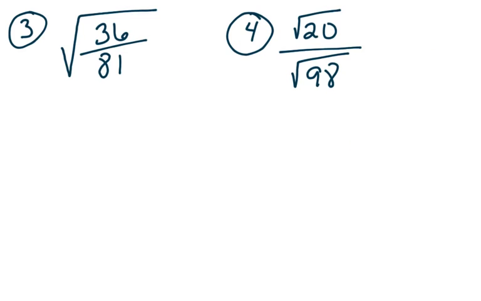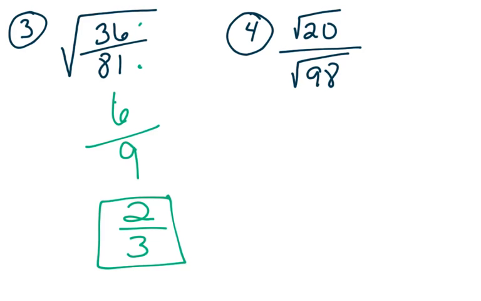Ooh, I like number 3, and the reason why I like number 3 is both the 36 and the 81 are perfect squares. So the square root of 36 is 6, and the square root of 81 is 9. Then the only thing we need to remember is that with a fraction we always look to see if it simplifies, and that one does. So our final answer is 2/3.